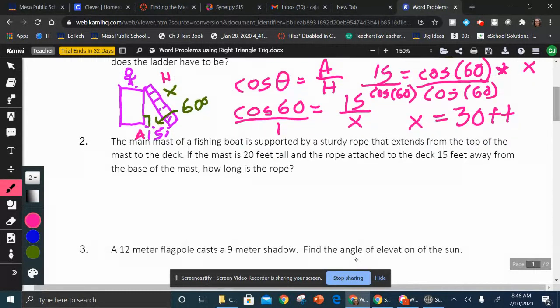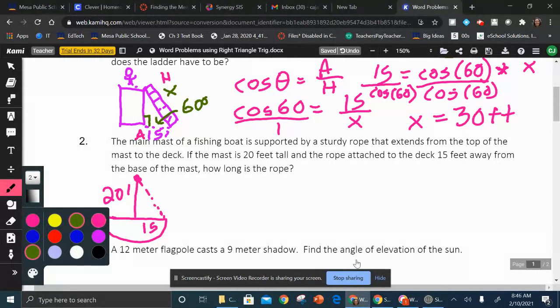Okay. Next one, main mast of a sailboat. So we have a sailboat, and so we have the mast right there, which is supported by a sturdy rope. So that's our rope that extends from the top of the mast to the deck. If the mast is 20 feet tall and the rope is attached 15 feet away, how long is the rope? Okay, so we're trying to find this.